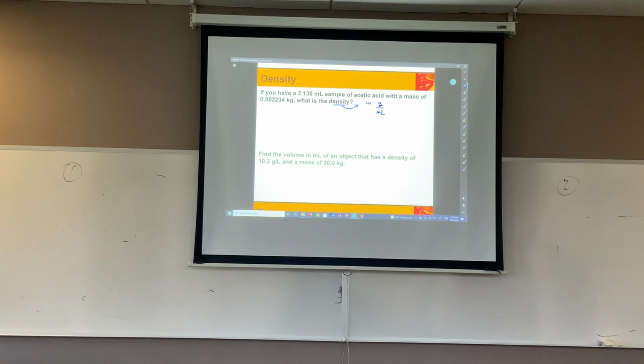There's always going to be units, yeah, right? So it looks like you convert things to grams, so that you have milliliters. And so what are the units?